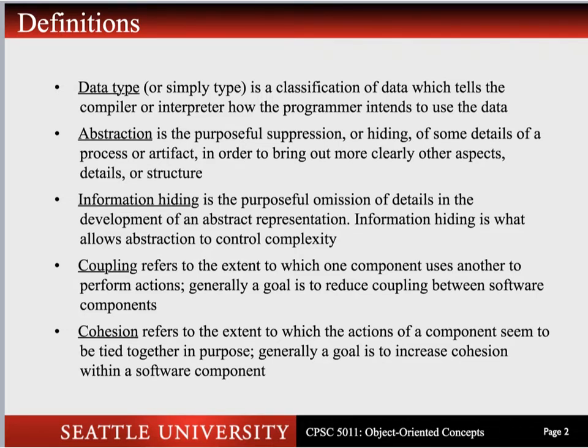Coupling refers to the extent to which one component uses another to perform actions. Generally, a goal is to reduce coupling between software components. And cohesion refers to the extent to which the actions of a component seem to be tied together in purpose. Generally, a goal is to increase cohesion within a software component.